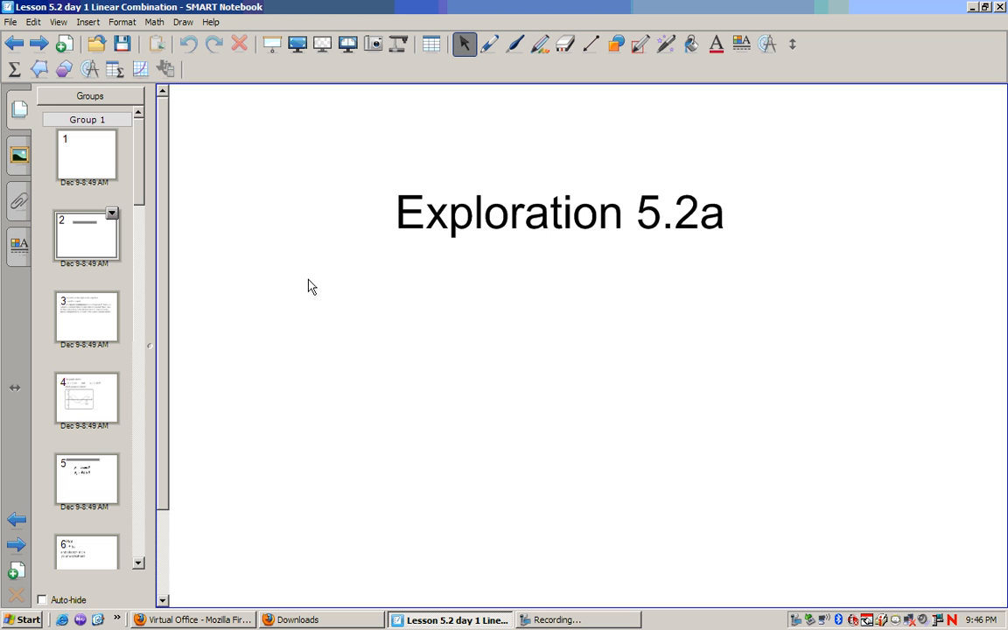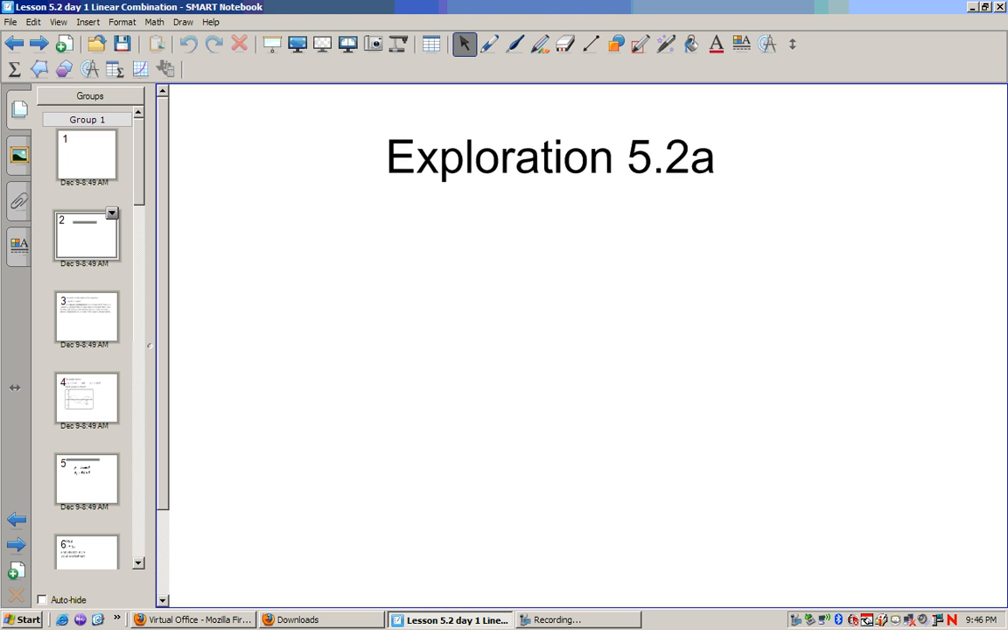Today we're going to learn about linear combinations and how we can convert a linear combination of sine plus cosine to just a single sine. Now in class we're doing an exploration 5.2a. It's a worksheet that goes along with the lesson, but as I go along the lesson I have slides that contain that information.